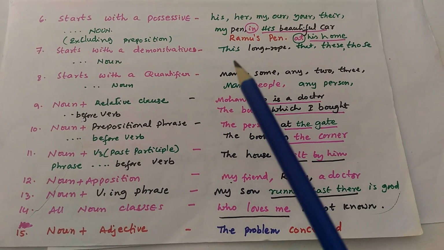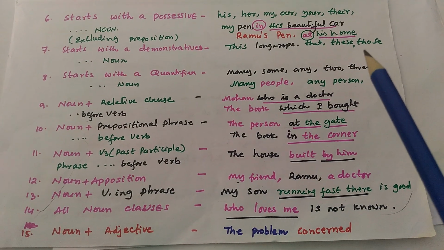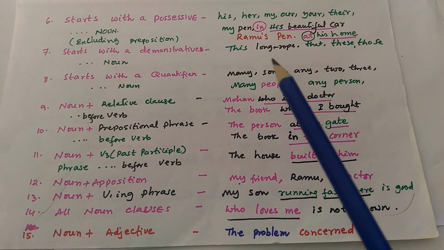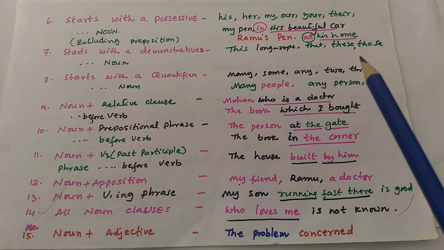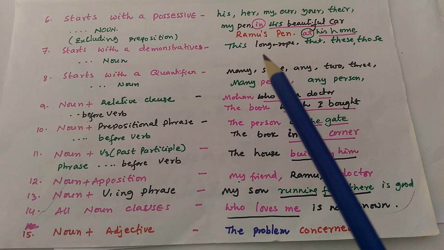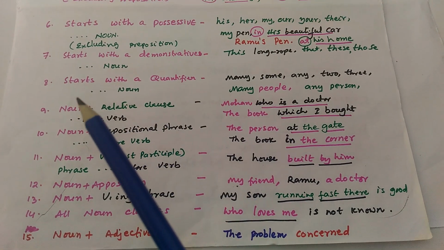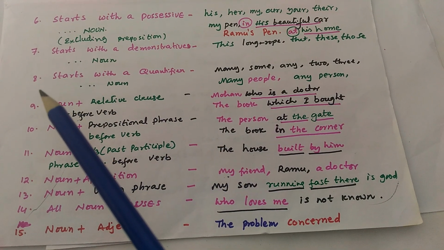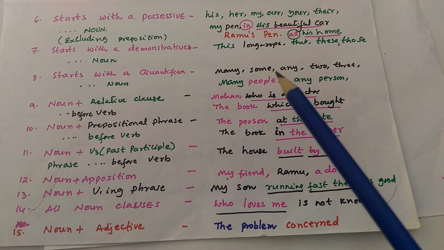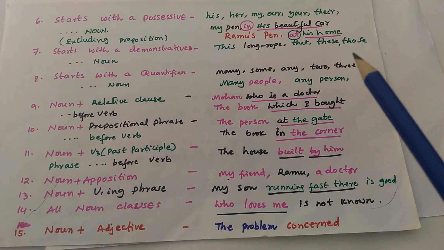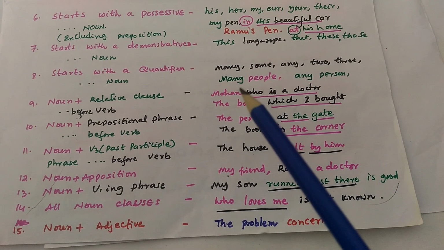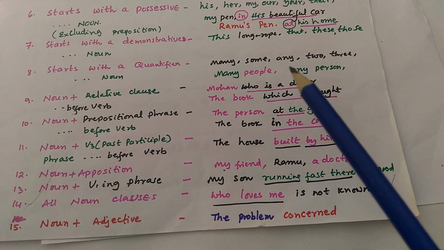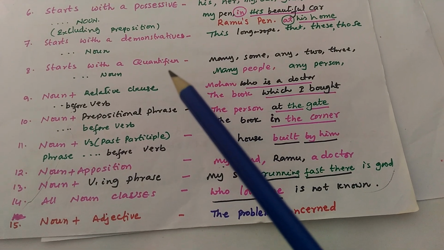Another indicator is the seventh one, that is, starts with a demonstrative. What are the demonstratives? This, that, these, those. These are called demonstratives. If a noun phrase starts with these demonstratives, the entire phrase is called a noun phrase. And the next indicator, the eighth, starts with a quantifier. So many, some, any, two, three, first, second, like that.